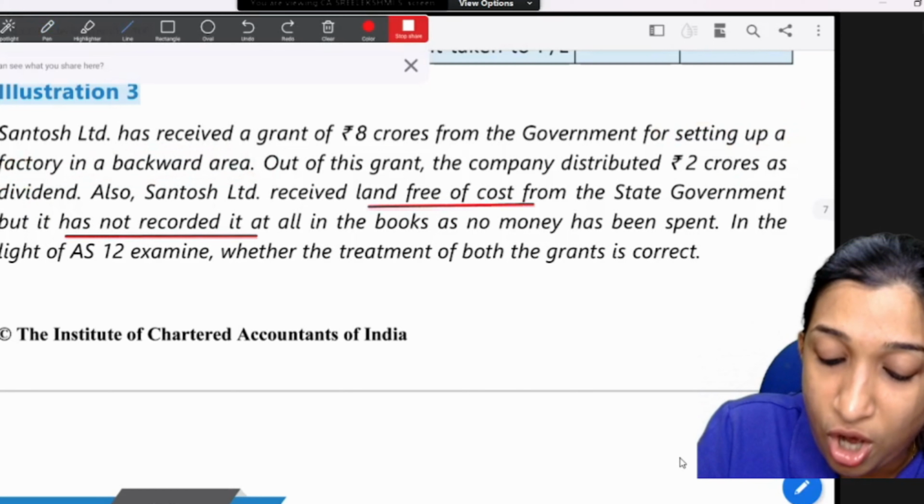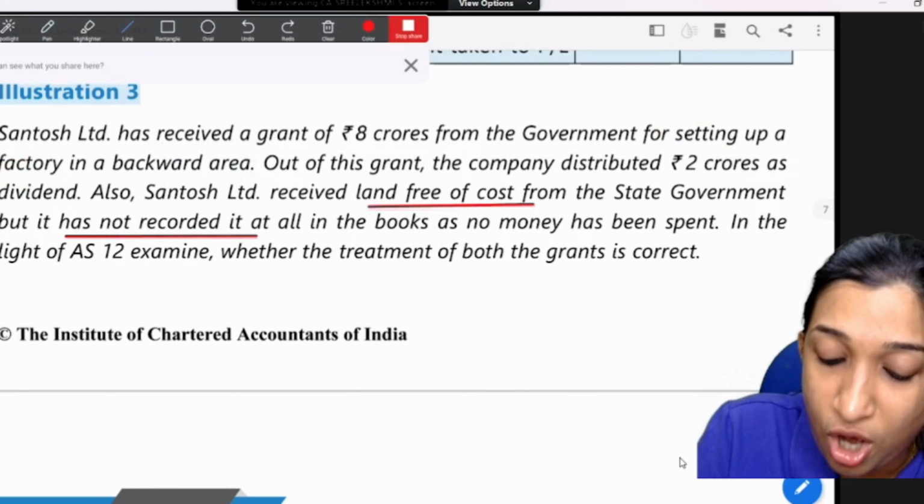So, these points are very important. What I'll tell you is, read the study material. Read study material always. Government grants are assistance by government in cash or kind for past or future compliance with conditions. But this will not include government assistance which cannot reasonably have a value placed on it, and transactions with government which cannot be distinguished from normal trading transactions.